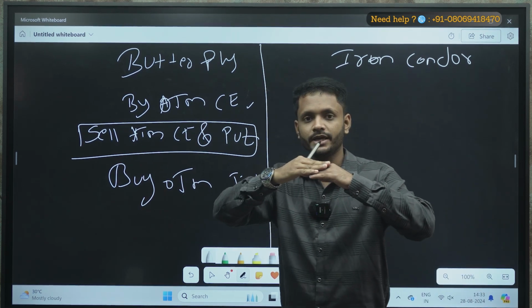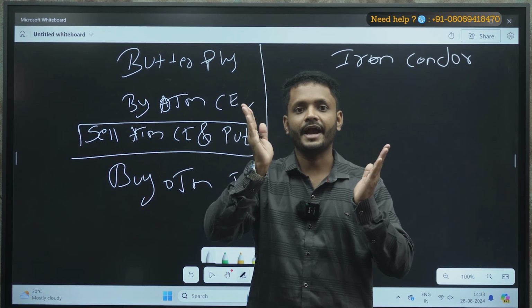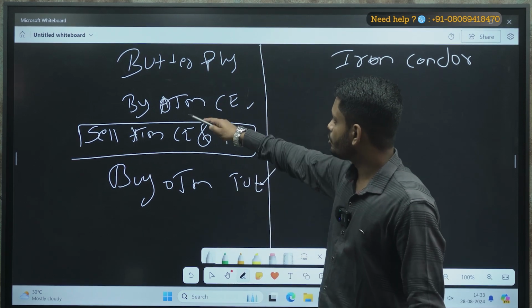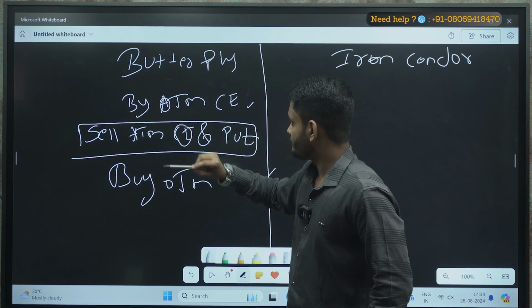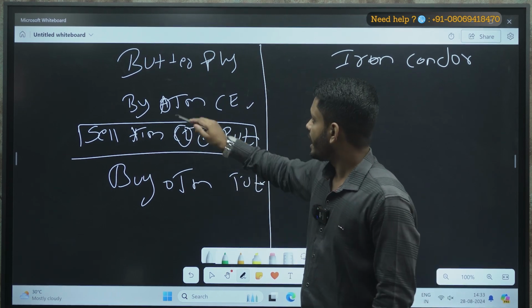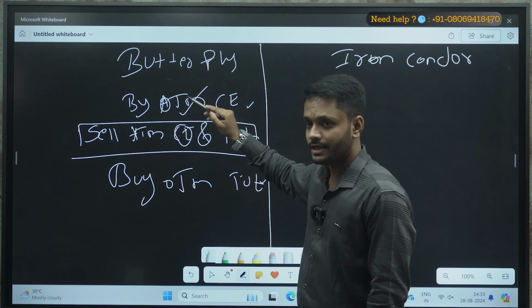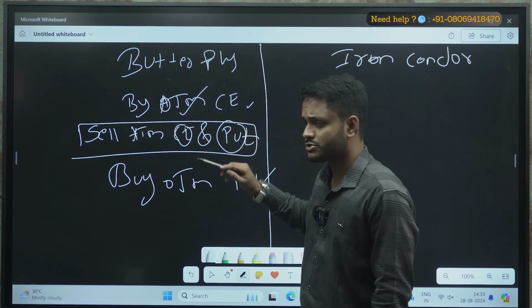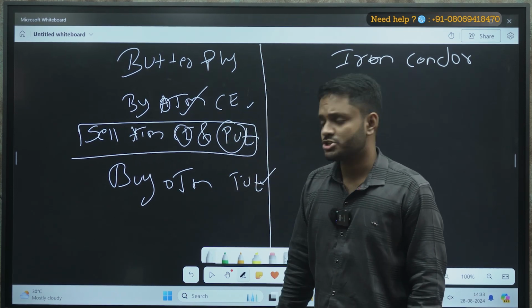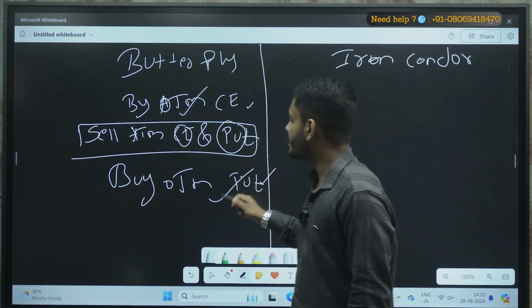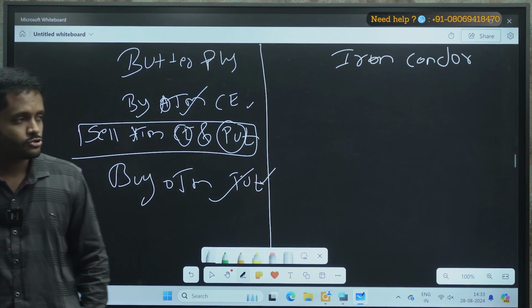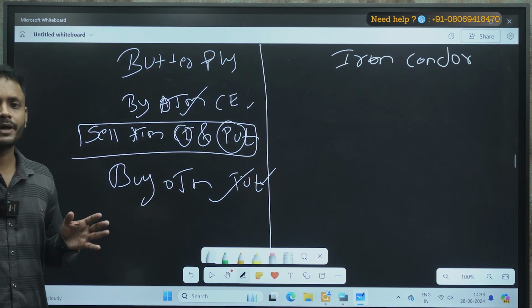So in order to protect this, I have added wings. This is my body. I will go and buy an OTM call, so if the market shoots up against the call which I have sold, I will be making money over here. The put which I have sold, if the market drops down sharply, against that I will be making money over here. So this will be a properly hedged strategy.